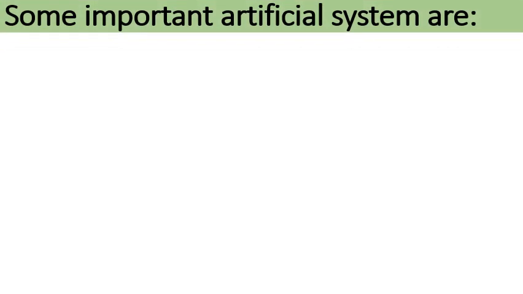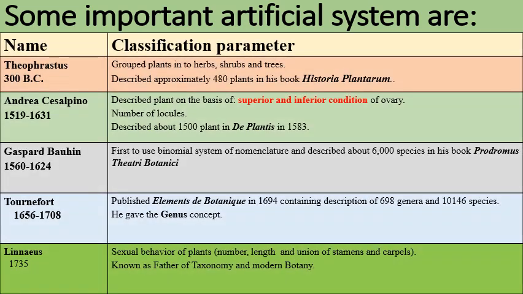Some important artificial system classifications are, we have different names like Theophrastus, who is considered as father of botany. He grouped plants into herbs, shrubs, trees, and described approximately 480 plants in his book Historia Plantarum. Then we have Adria Cisalpino. He described plants on the basis of superior and inferior condition of ovary and number of locules. Then he described about 1500 plants in his book De Plantis, in 1583.